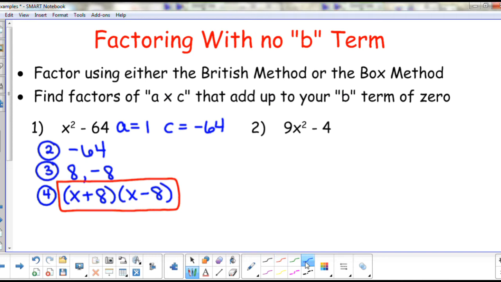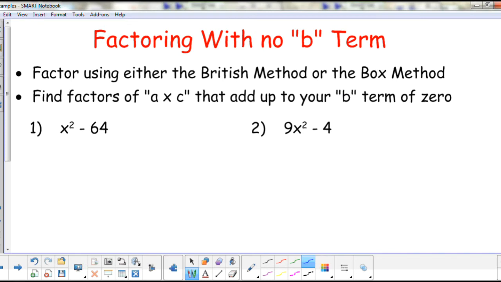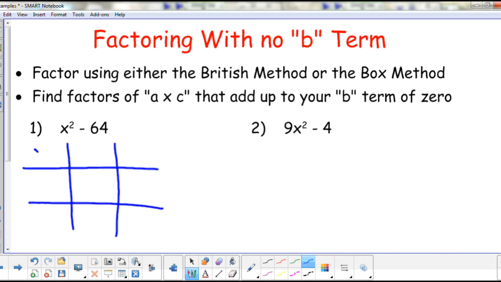Now I'm going to factor this using the box method. So I'm going to put my first term in my first box for x squared. My last term is negative 64, and I get negative 64 x squared when I multiply those two together. So now I need factors of a negative 64 that also add up to 0. Those two terms will be a positive 8x and a negative 8x.